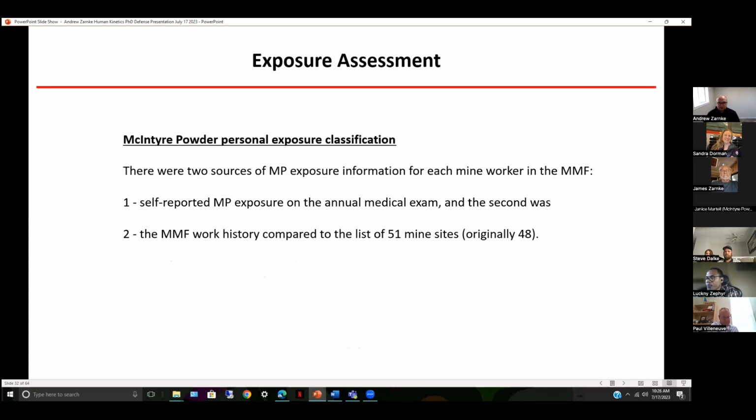So then we also had to assess McIntyre powder exposure. There were two sources of McIntyre powder exposure. One was self-reported exposure on annual medical exams. And the second was the actual work history on each of the mine master cards, compared to a list of 51 mine sites that used McIntyre powder for a specific period of time.